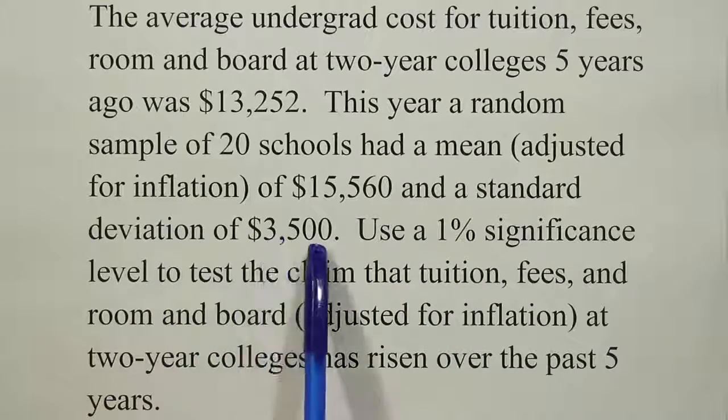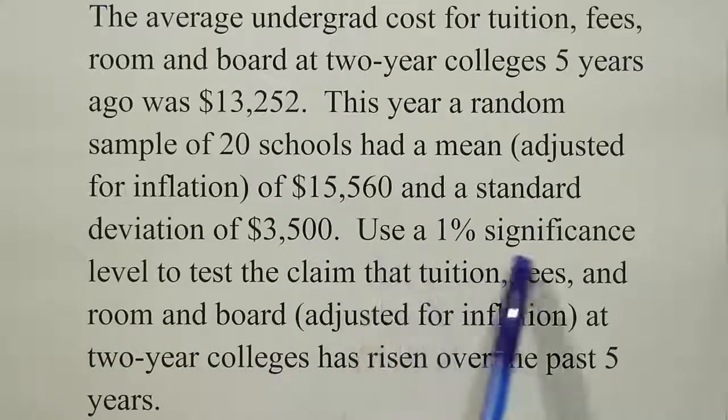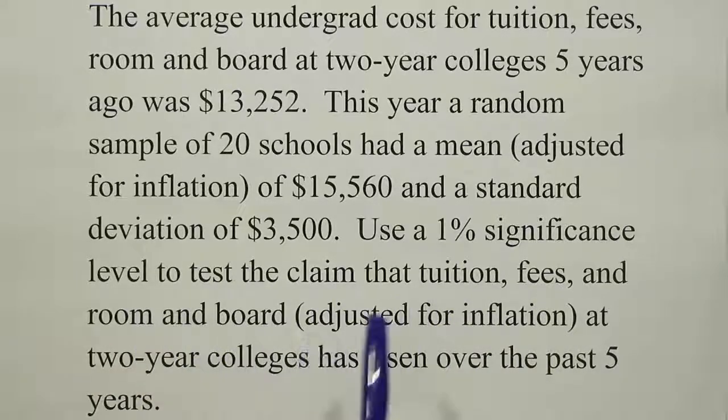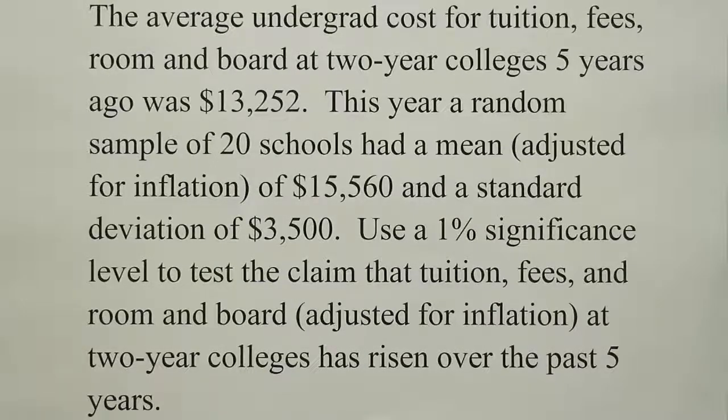of $3,500. Use a 1% significance level to test the claim that tuition, fees, and room and board adjusted for inflation at two-year colleges has risen over the past 5 years. All right, so just like before, if you're using the graphing calculator to solve a hypothesis testing problem, there are certain steps you must still do by hand. The first, of course, is to express the claim symbolically.